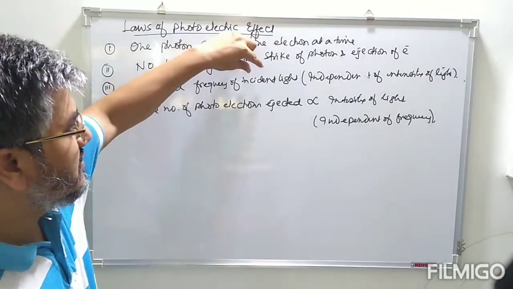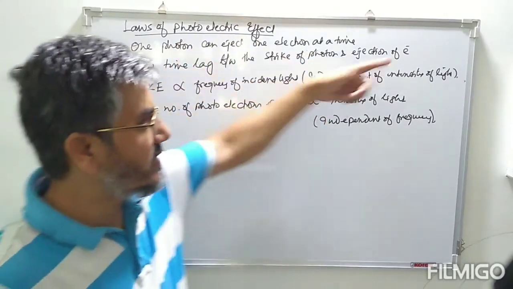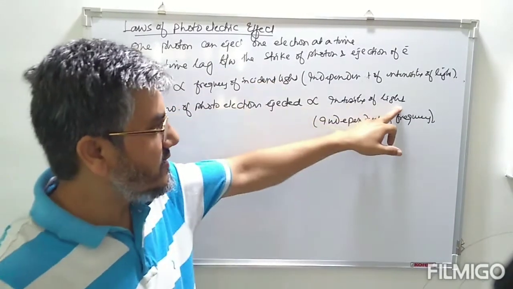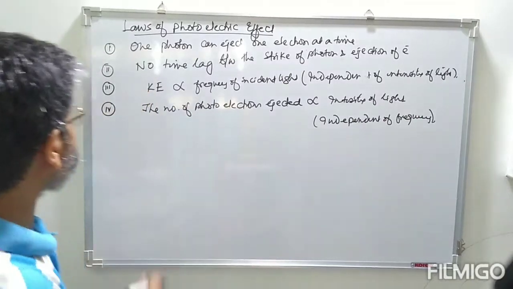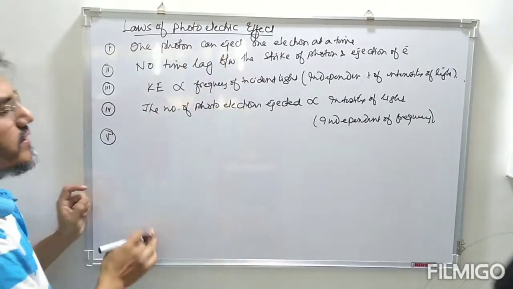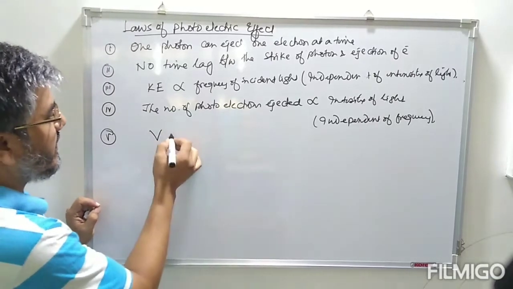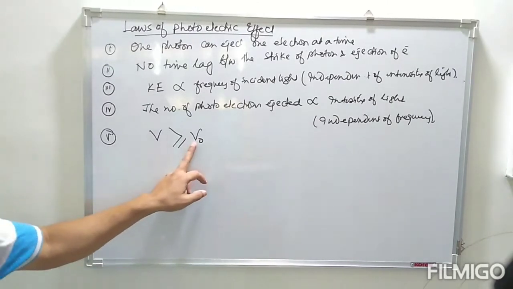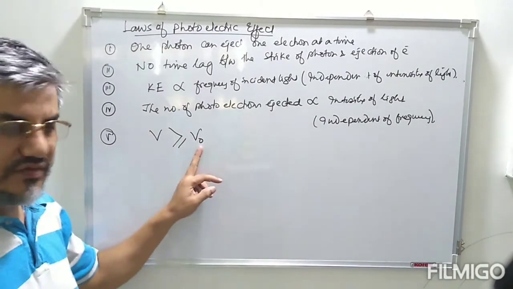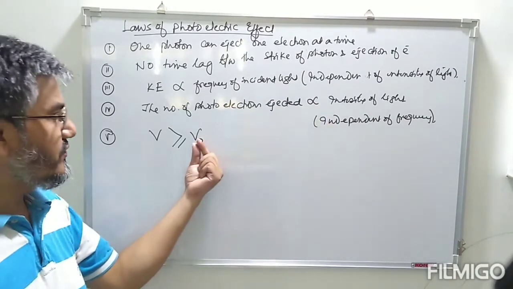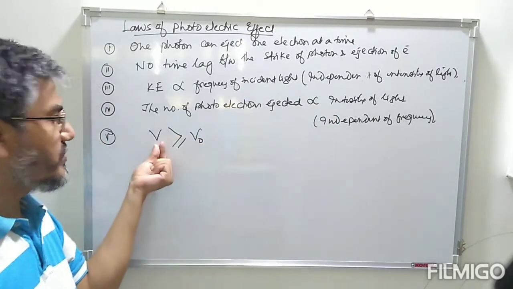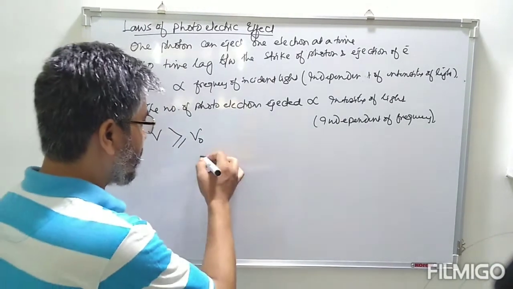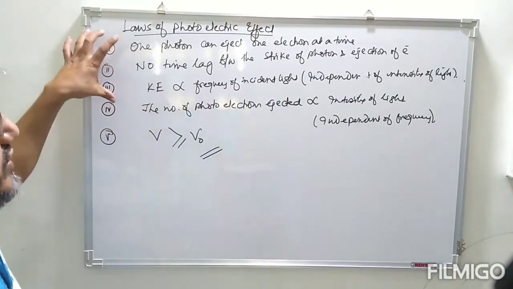So kinetic energy depends on the frequency of incident light, but is independent of intensity. The number of photoelectrons ejected depends on intensity, but is independent of frequency. And for all these photoelectric effects to occur, the frequency of incident light should be greater than or equal to the minimum frequency, that is the critical frequency. Only if the frequency of light is greater than the threshold frequency are electrons ejected. If the incident frequency equals the minimum frequency, then the ejected electron's kinetic energy will be 0. So these are the rules which govern the photoelectric effect.